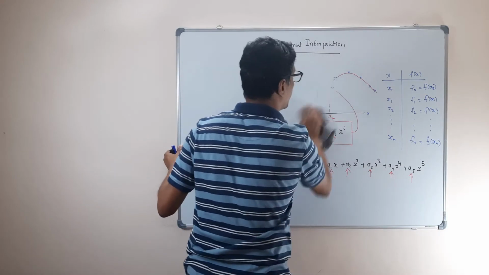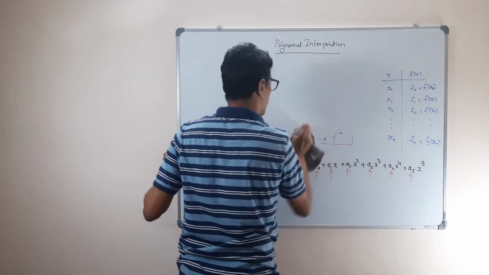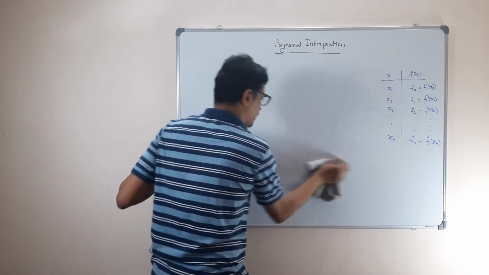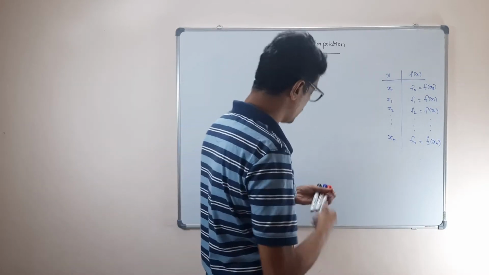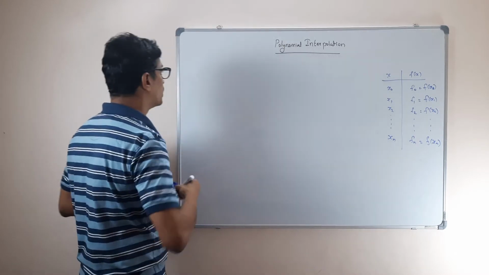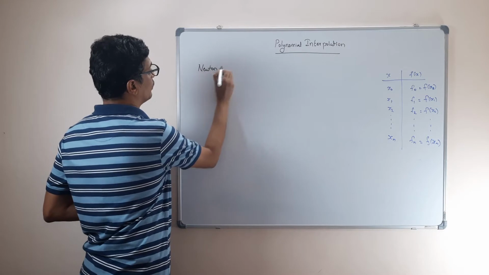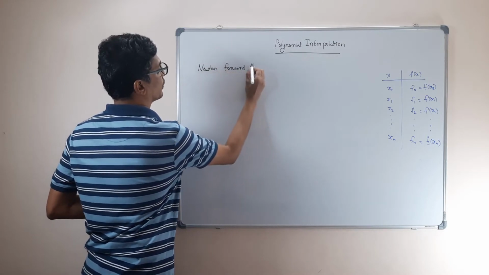Of course, there are many very smart and efficient algorithms that we will see one by one. First we will see a very simple and elegant algorithm, which is what you call the Newton forward difference.